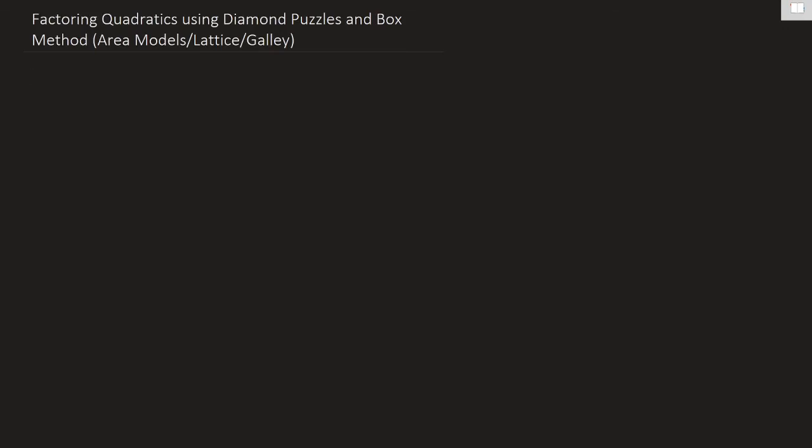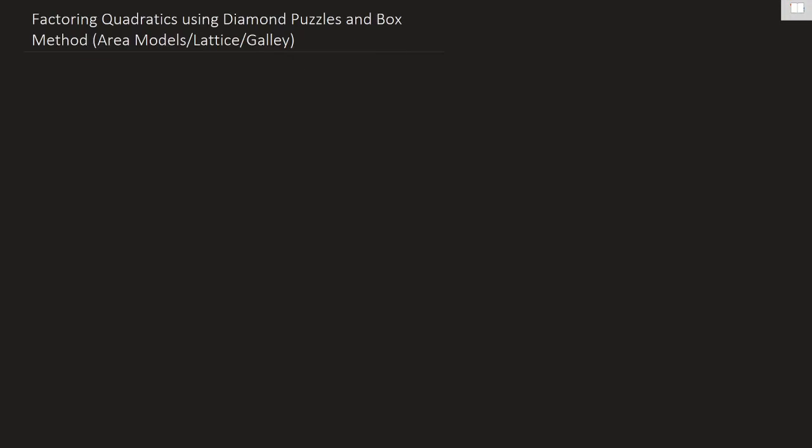Hi everyone! In this video, I'm going to show you how to factor quadratics. A quadratic is just a trinomial with an x squared term, an x term, and a constant, using a method involving the box method and diamond puzzles. So the two skills that we did last week, we're going to be using in our factoring this week.